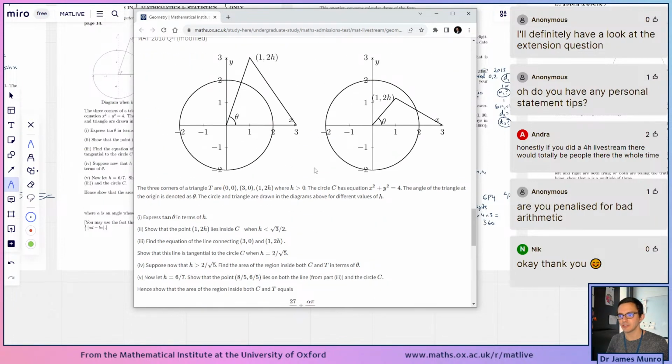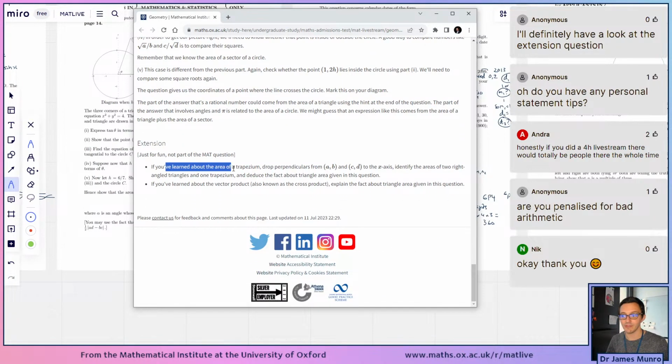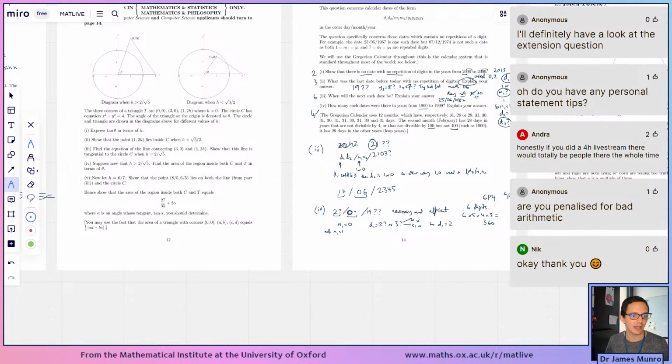had this question on, and then as an extension, if you've learned about the area of a trapezium, drop perpendiculars, find this and deduce the fact about triangles, triangle area in the question. If you've learned about the cross product, explain the fact. So if you've already told me, because you came into this by saying that's the cross product, so you already have thought about it this way, but you might like to think about trapezia as well. And that question could also say several other things about if you've learned about X, explain this in terms of X.